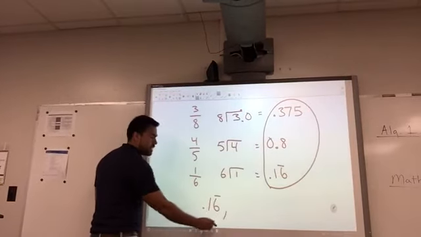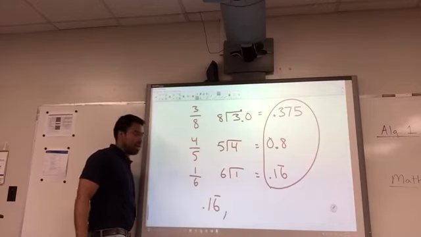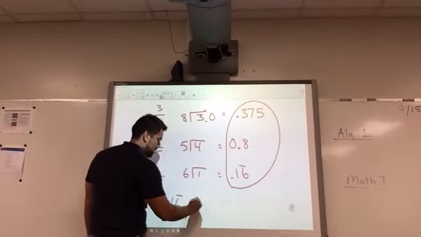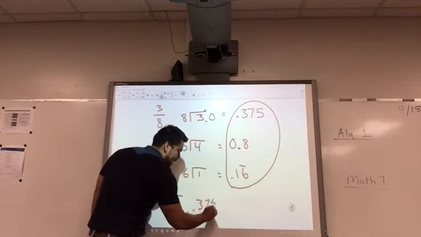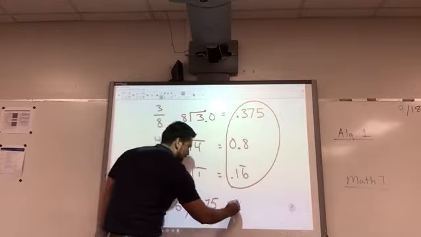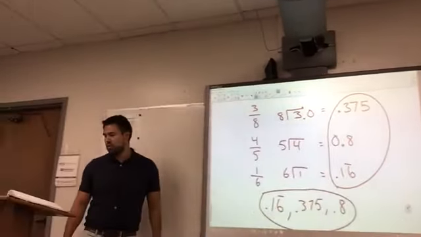0.16 with the bar. Second number would be 0.375, and then the last number would have to be 0.8. Okay, so you write those in order. Don't forget to do that.